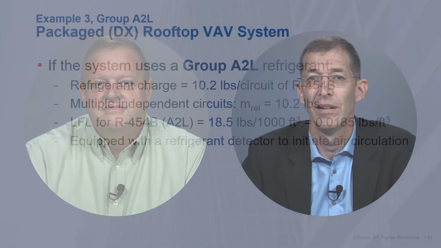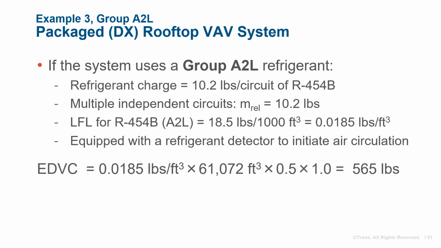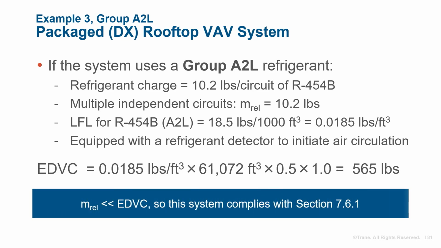If we were using an A2L refrigerant instead of an A1, the rooftop unit still consists of two 10-ton circuits, each now containing 10.2 pounds of R454B. And it also includes a refrigerant detector to initiate air circulation in the event of a leak. So, per section 7.6, the EDVC is calculated to be 565 pounds. The releasable charge of 10.2 pounds is still much lower than this limit, so the system complies with section 7.6.1.